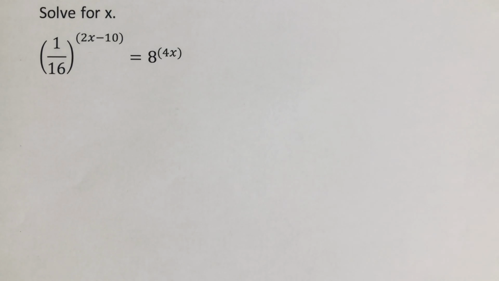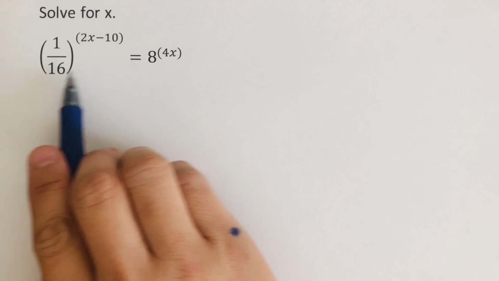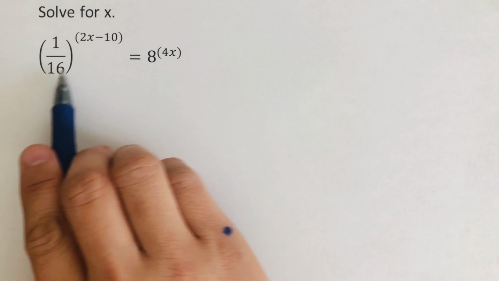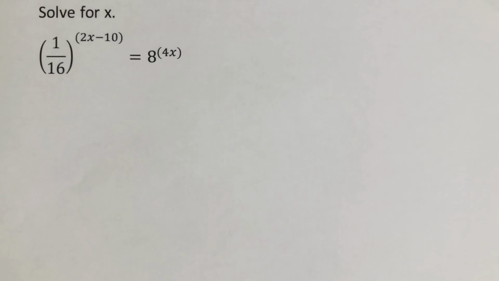Okay, so we go over the problem here. Again, our task is to make sure that their bases are the same before we can equal their exponents to each other. So from here, we have 16 and 8. Both of these can have a base of 2.